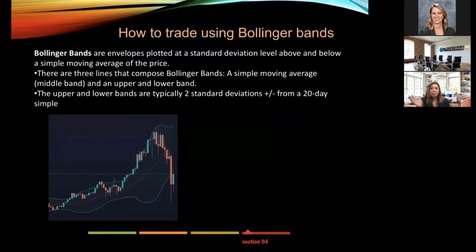Okay, Bollinger Bands are basically what turned me on to technical analysis. Bollinger Bands are envelopes plotted at a standard deviation above and below the simple moving average. The simple moving average is the one in the middle. This is the 20-day moving average in the middle. Then there are 3 lines: the simple moving average, as I mentioned, in the middle, and then the upper band, and then the lower band.